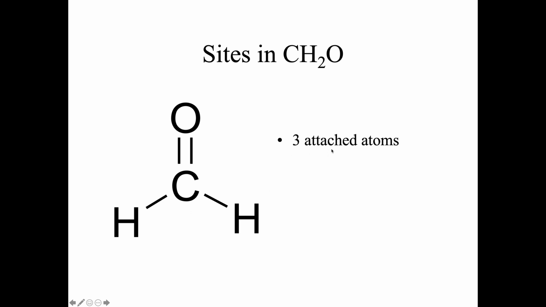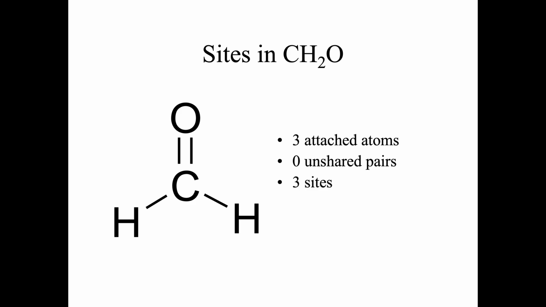So remember, it's attached atoms, it's not bonds. If we count bonds, it's always going to be 4. A double bond is 1 attached atom. A triple bond would be 1 attached atom. So it's important that you count attached atoms, not bonds. How many unshared pairs are on the carbon? There are 0. No unshared pairs on the carbon. That means this only has 3 sites.